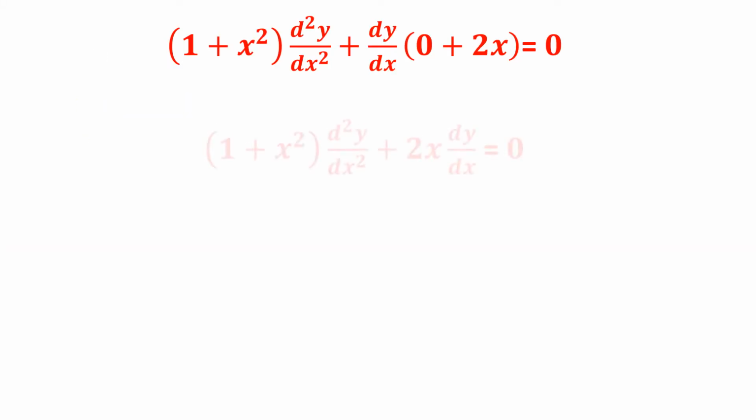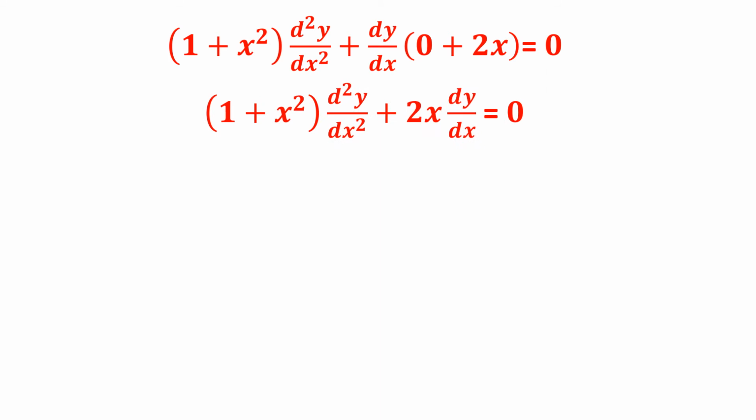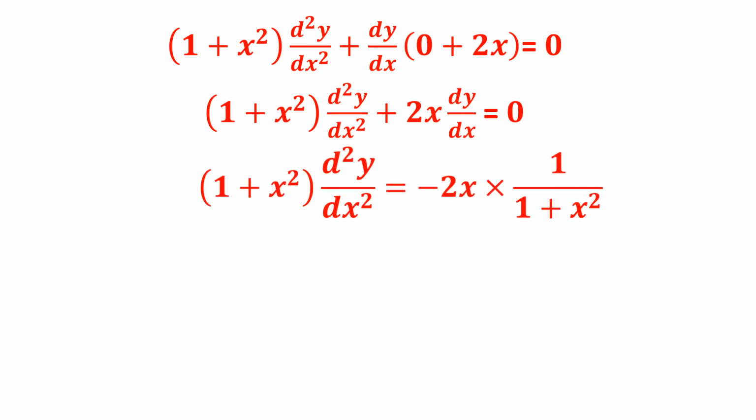We continue now. It will be (1 plus x square) into d square y by dx square plus 2x into dy by dx is equal to 0. Now you can push it to the right hand side. If you want d square y by dx square, now you can substitute the value for dy by dx. Already we have found that it is 1 upon 1 plus x square.